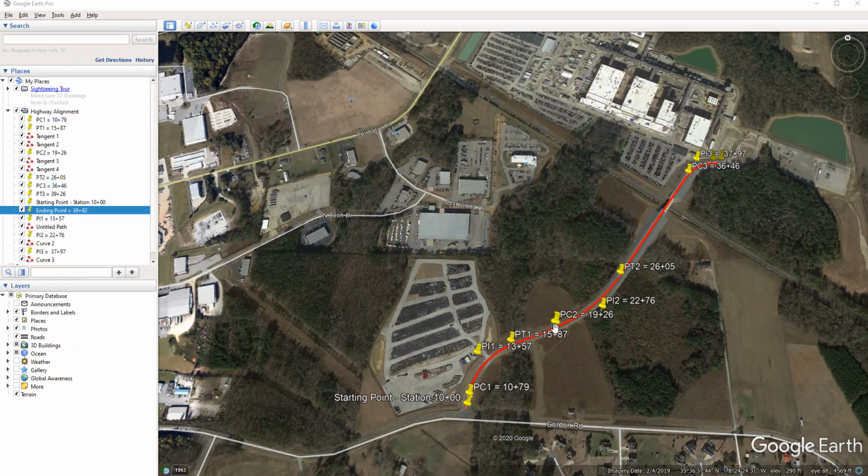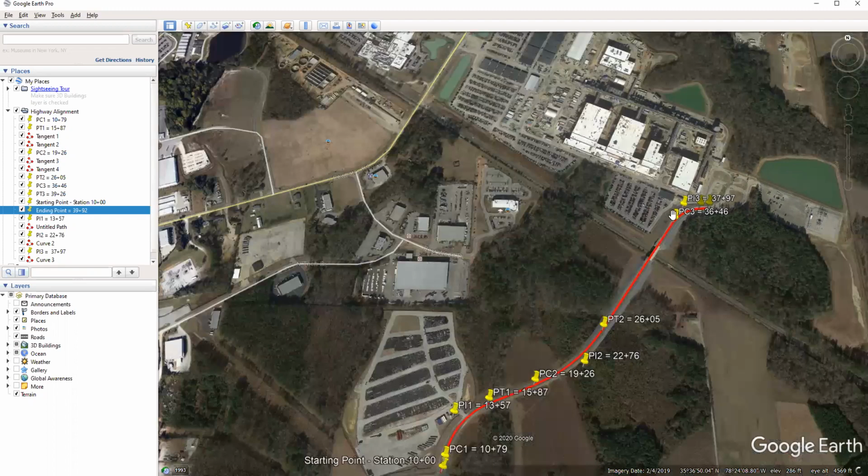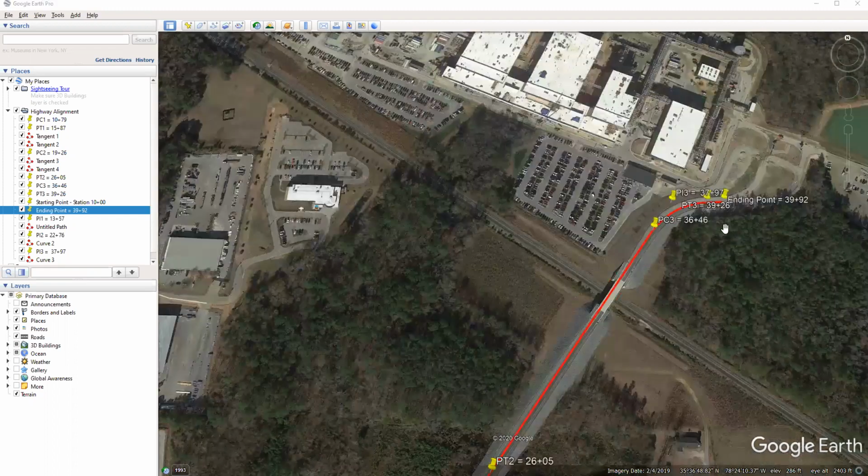Then we had a short tangent to locate us to PC2 of 19 plus 26. We added a curve that was 679 feet long to take us to PT2 of 26 plus 05. We added a long tangent over the railroad tracks, which helped us establish PC3, and that is at station 36 plus 46. We had a pretty small curve there with a length of 280 feet to give us PT3 of 39 plus 26, and then again a final tangent at the very end to give us a final ending point of station 39 plus 92.